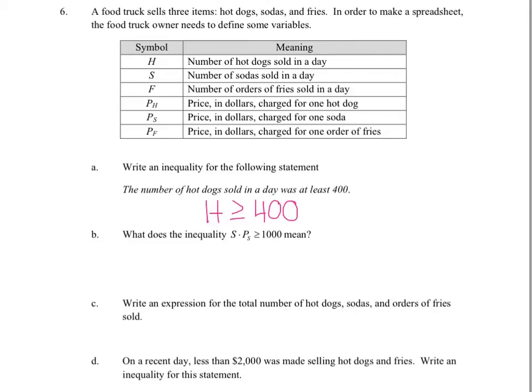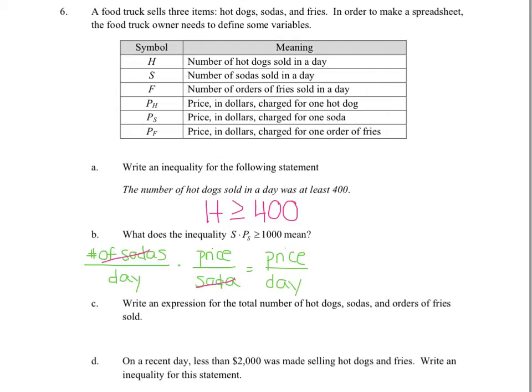For the next one, what does the inequality S times P sub S greater than or equal to 1,000 mean? So in this one, we've got S, and that's the number of sodas sold in a day. So I can look at this and see that it's number of sodas per day. And that's what capital S is going to be. Then I know that I'm multiplying that by P sub S, which is the price for one soda, so price per soda. If we multiply this out, we know that we multiply numerators together when we have fractions, and we multiply denominators together. So sodas are going to cancel out, because what's on top is also on the bottom. This is going to leave us with the price per day.